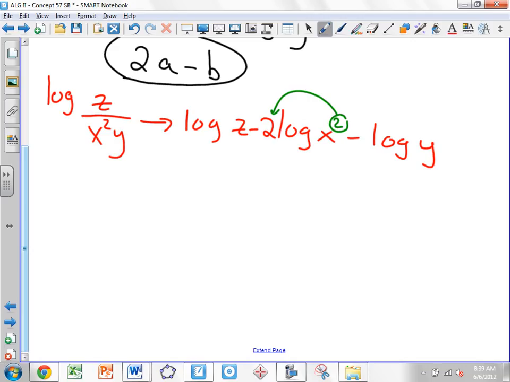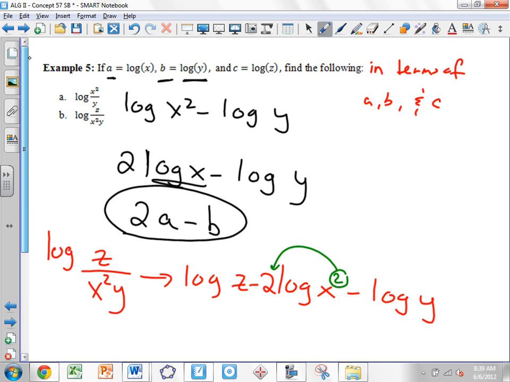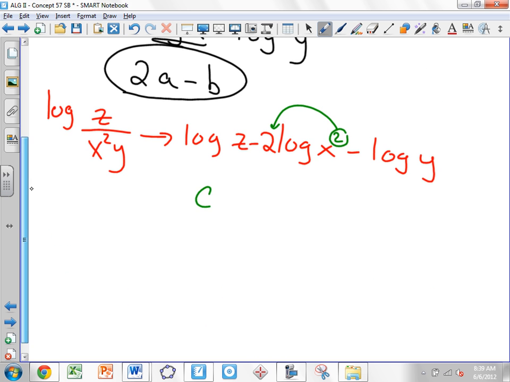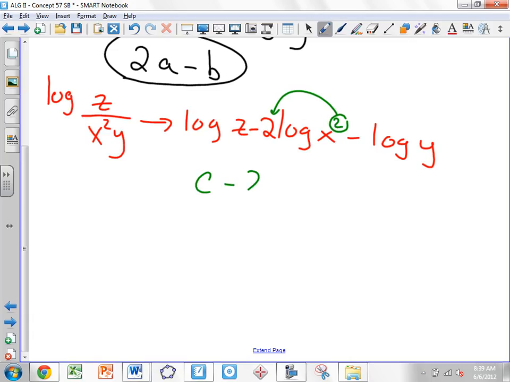So, we know log z, what was it defined as? C. Log z was defined as C. So we put a C here. Log x was defined as A. How many of those do we have? 2. We have 2 A's, and then we have 1 B at the end there. C minus 2A minus B is your final answer. Okay? Alright, we're doing well, guys.